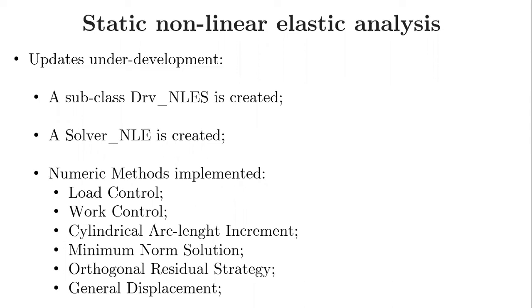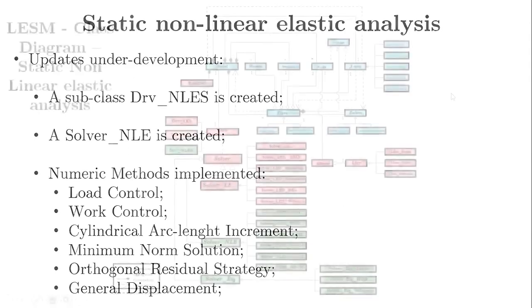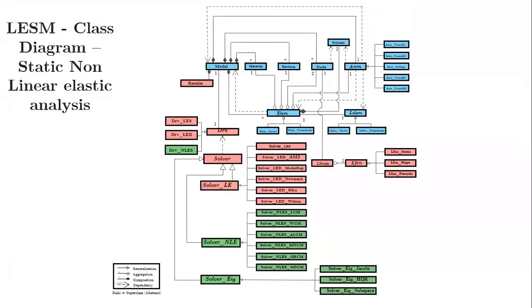Those methods refer to the load control method, the work control method, the cylindrical arc length increment, minimal norm solution, orthogonal residual strategy, and general displacement. This is the third diagram that is shown in this presentation. It's related to static nonlinear elastic analysis. It can be noted that the new classes related to this analysis are colored with green. These formulations are under development.